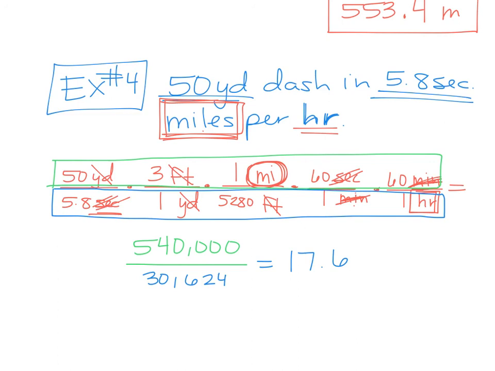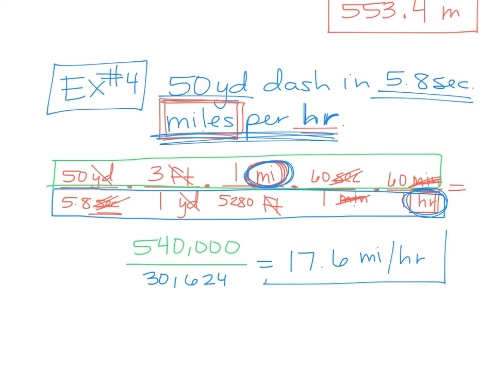What does that mean? 17.6 what? Look at what I have circled up here. What did we end up with? What were they looking for? Miles per hour. So that means the 50-yard dash in 5.8 seconds, that guy can run 17.6 miles per hour.